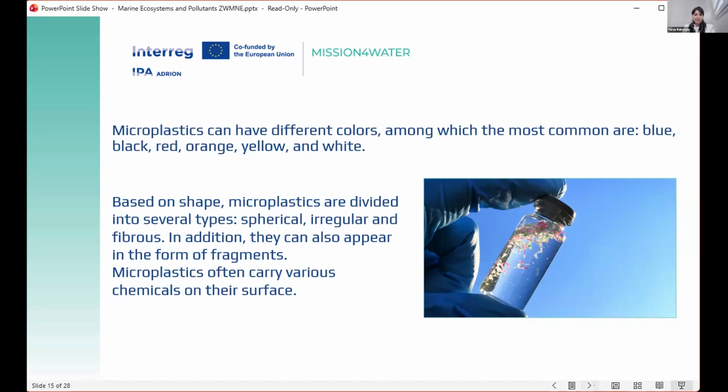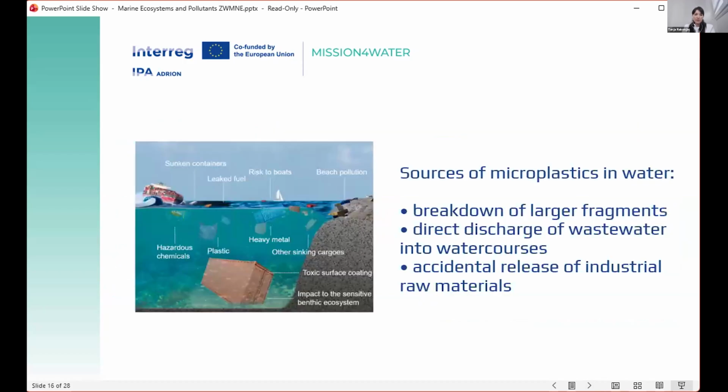Next slide, please. What are the sources of microplastics in water? First of all, the breakdown of larger fragments. Second, direct discharge of wastewater into watercourses. And accidental release of industrial raw materials. The presence of microplastic in water indicates that consumer-origin plastic waste is one of the main causes of marine pollution. Next slide.